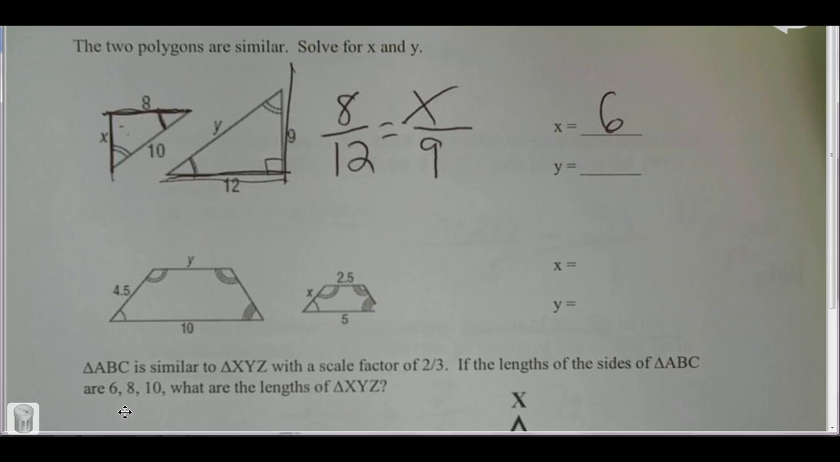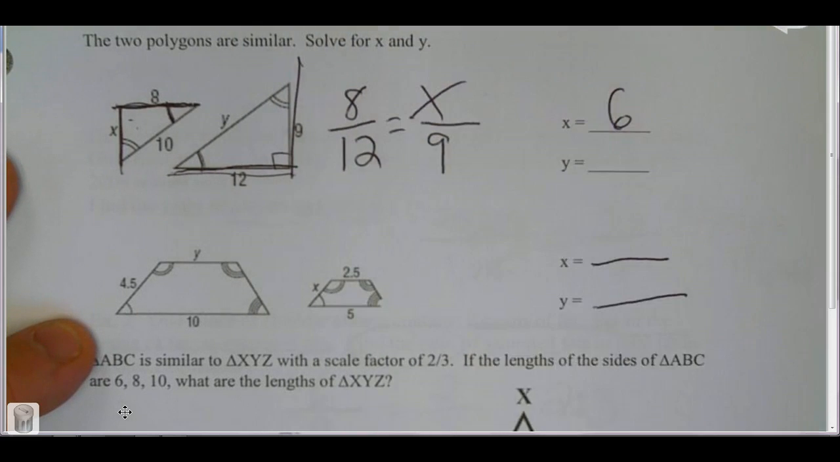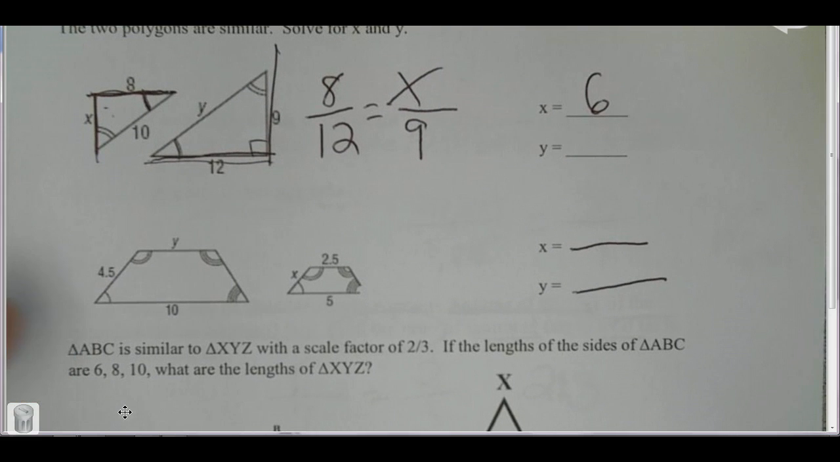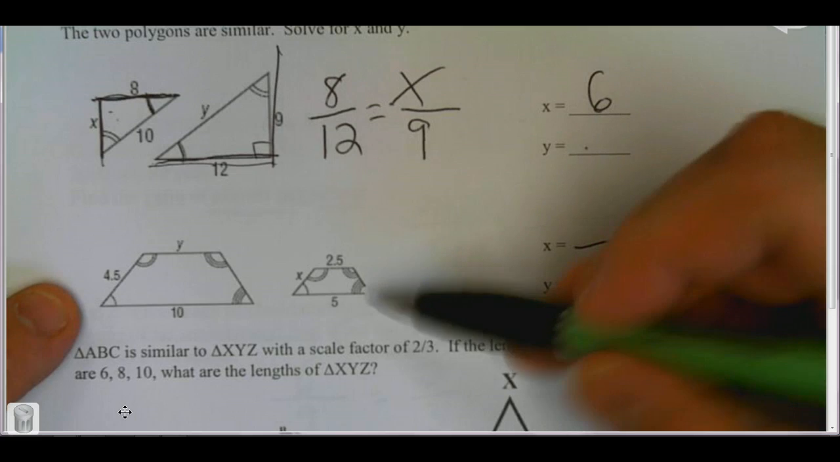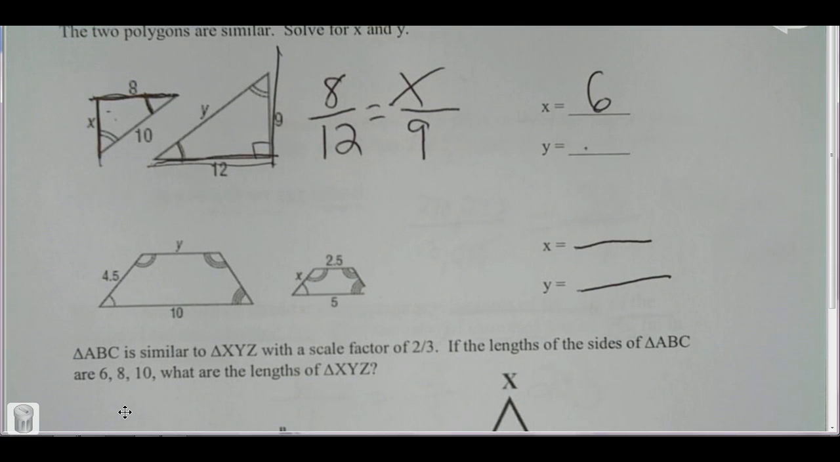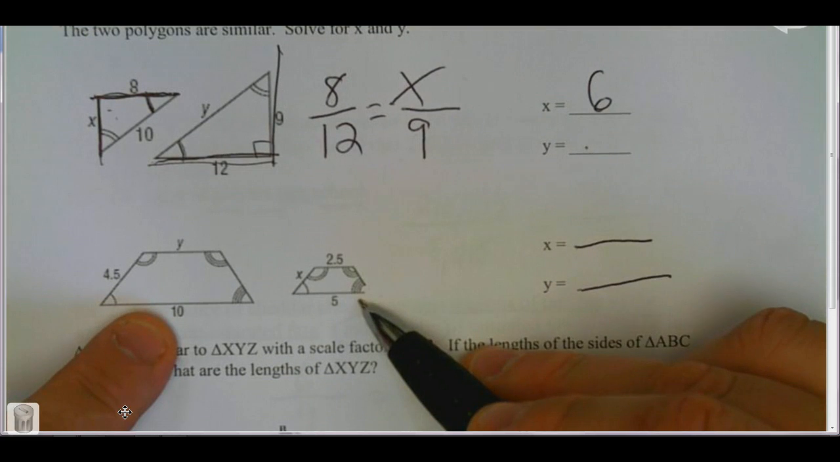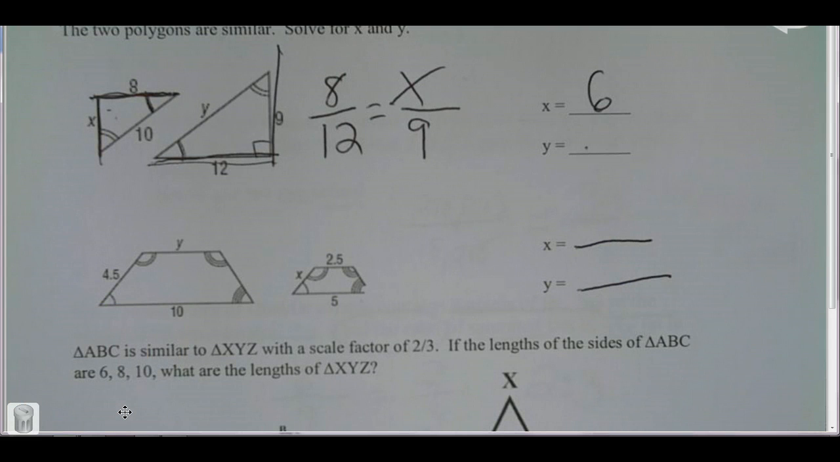Go ahead and solve the other three problems here on this part. Again, you have a base ratio for y on the top. You're going to have to find a new base ratio to solve for x and y in these last two. But go ahead and solve these last three. Pause the video. When you're done, I'll have the answers.